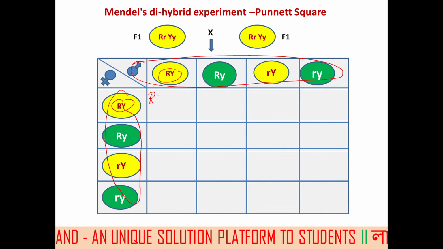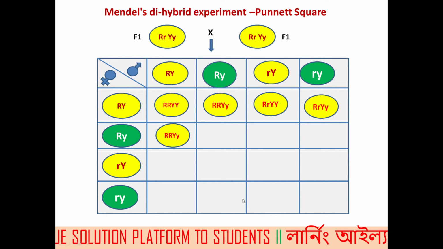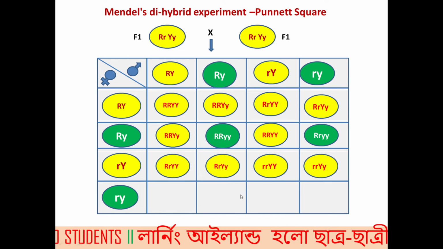capital R, and capital Y, capital Y. Here this and this multiplied, we get capital R, capital R, capital Y, small y. And here capital R, small r, capital Y, capital Y. Here this and this we get capital R, small r, capital Y, small y. So in this way we can get the others. You just try your best to get the others.